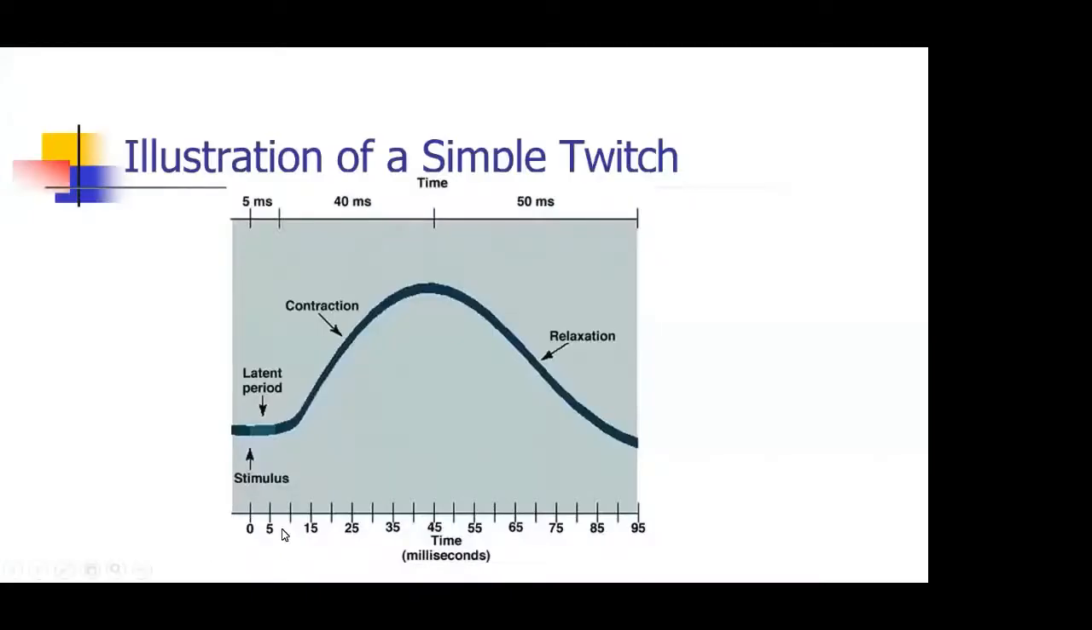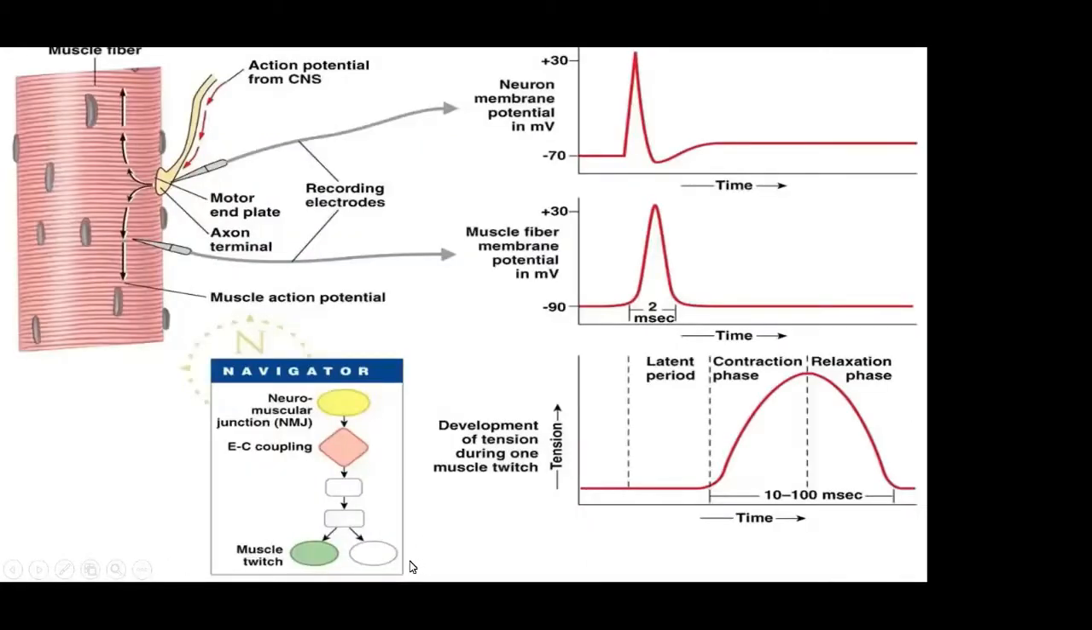You can see here the simple muscle twitch. First is the point of stimulus followed by latent period, then the phase of contraction and phase of relaxation. Again see in this picture the contractile response. This is the electrical response. This is the mechanical response. So it begins 2 milliseconds after the electrical response. And here lies your latent period. Then comes the phase of contraction and followed by the phase of relaxation.